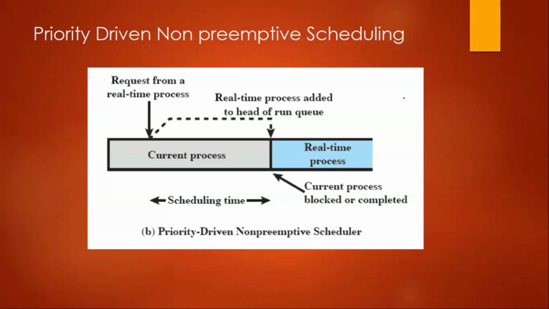This scheduling is better than round-robin because it gives high priority to the real-time process. However, it has to run to completion of the current process before executing. This could lead to a delay of several seconds if slow, low priority tasks were executing at a critical time. As we can see here, after the current process is completed, the real-time process is executed next because of its high priority.